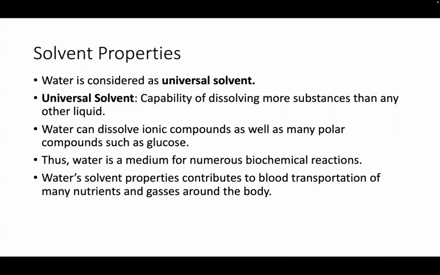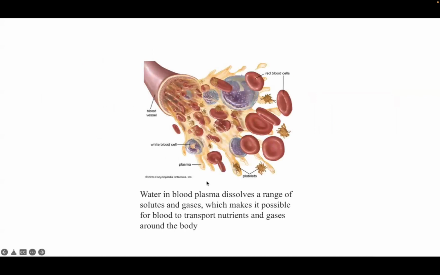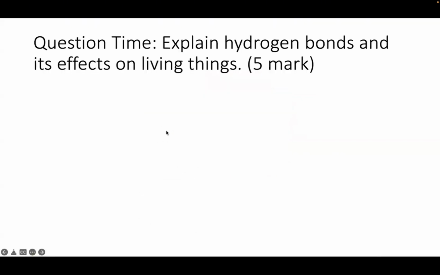And also, a fact which we will be using in the following question, water's solvent properties contribute to the blood transportation of many nutrients and gases around the body. As you can see, water in blood plasma dissolves a range of solutes and gases, which makes it possible for blood to transport these nutrients and gases around the whole body. There's a blood vessel as well.